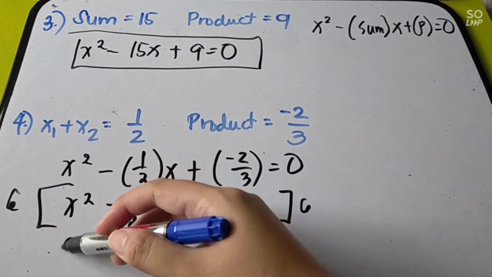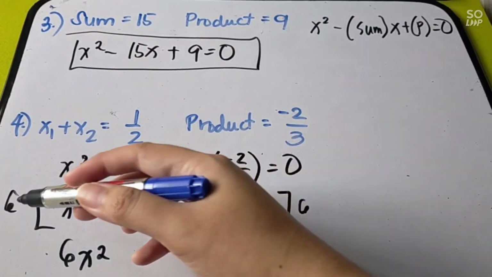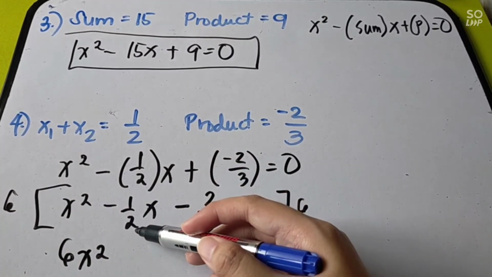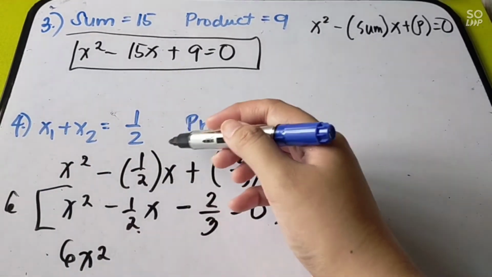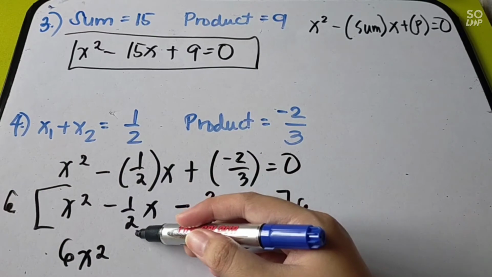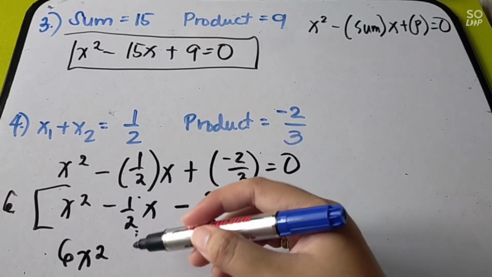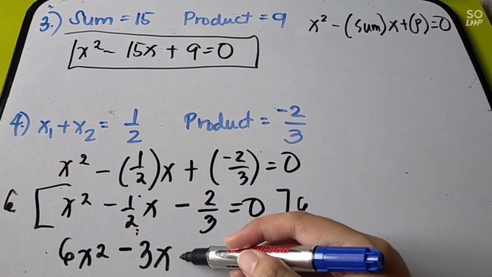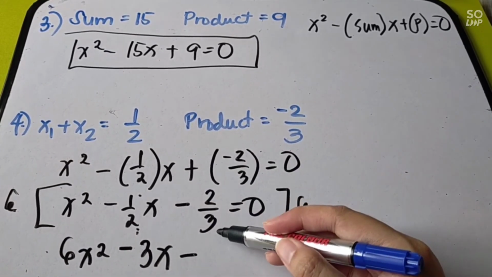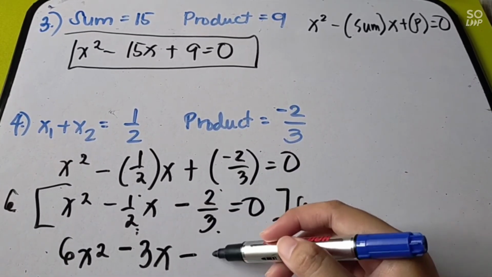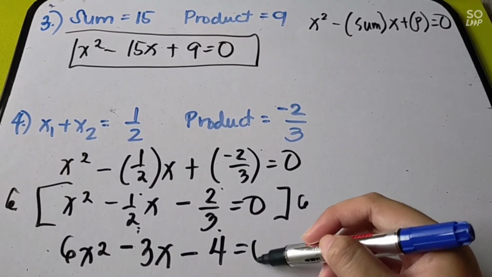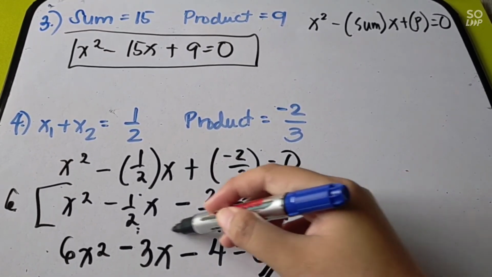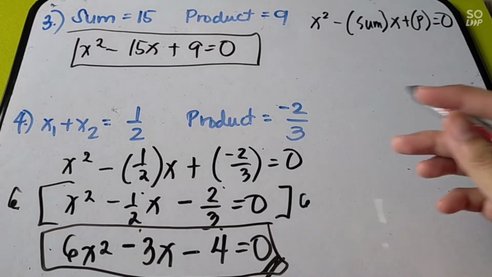Then just multiply. 6 times x squared, we have 6x squared. 6 divided by 2, pag may denominator, divide tsaka multiply. 6 divided by 2, we have 3. 3 times 1 is negative 3x. Minus 6 divided by 3, we have 2. 2 times 2, we have here 4, is equal to 0. So, we're done. So, this is now your equation with the given sum and product of the roots.